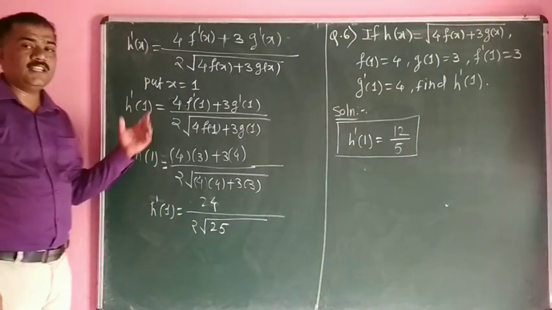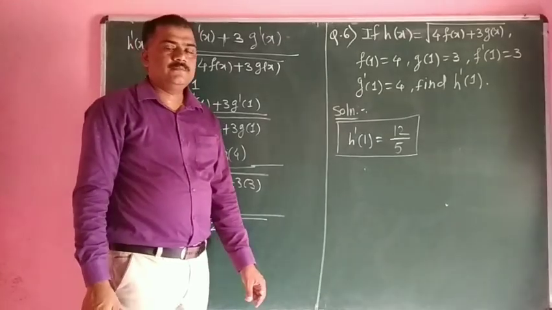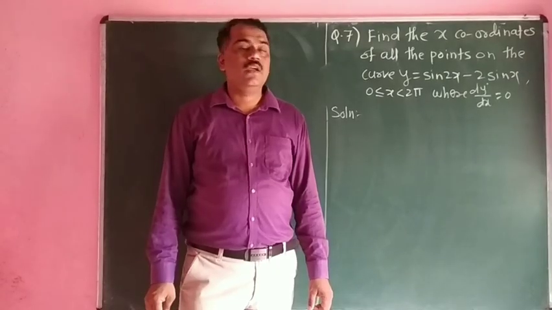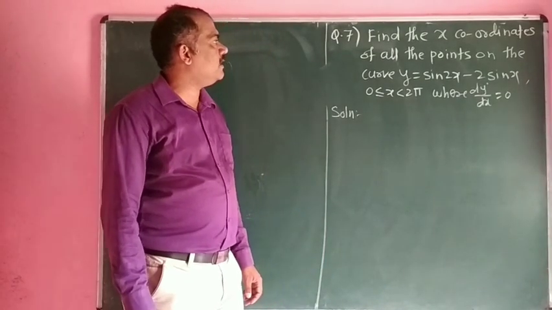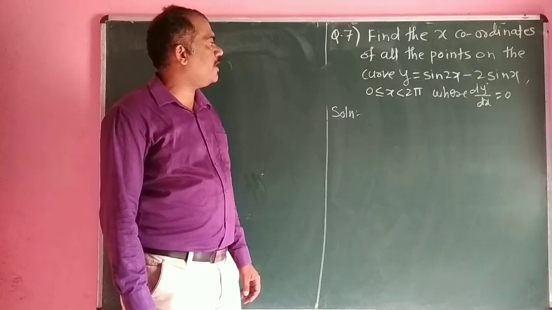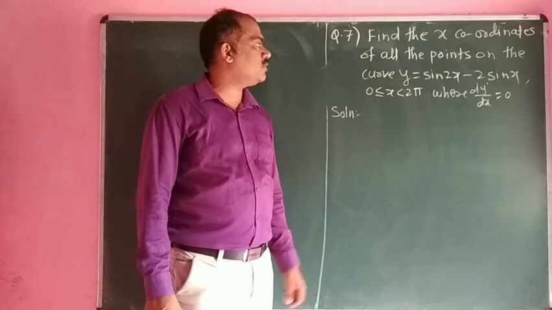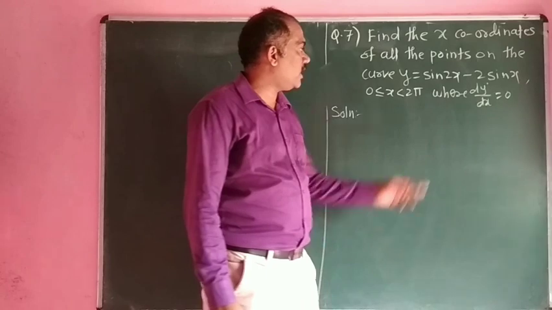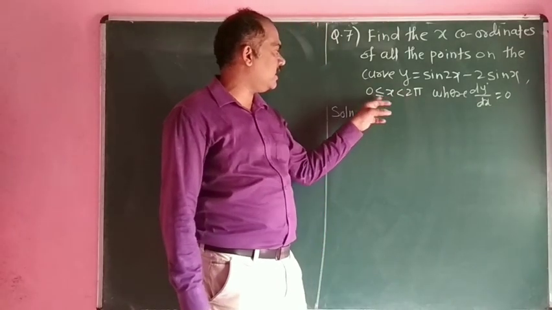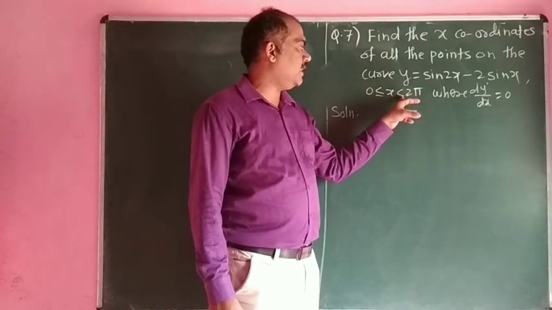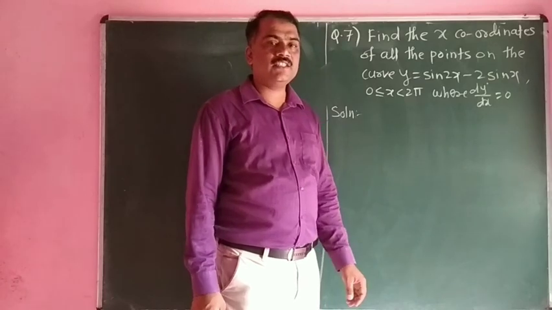Now we have to discuss the next question. Question number 7. Find the x coordinates of all the points on the curve y is equal to sin 2x minus 2 times sin x, where 0 is less than or equal to x, strictly less than 2 pi, where dy by dx is equal to 0.